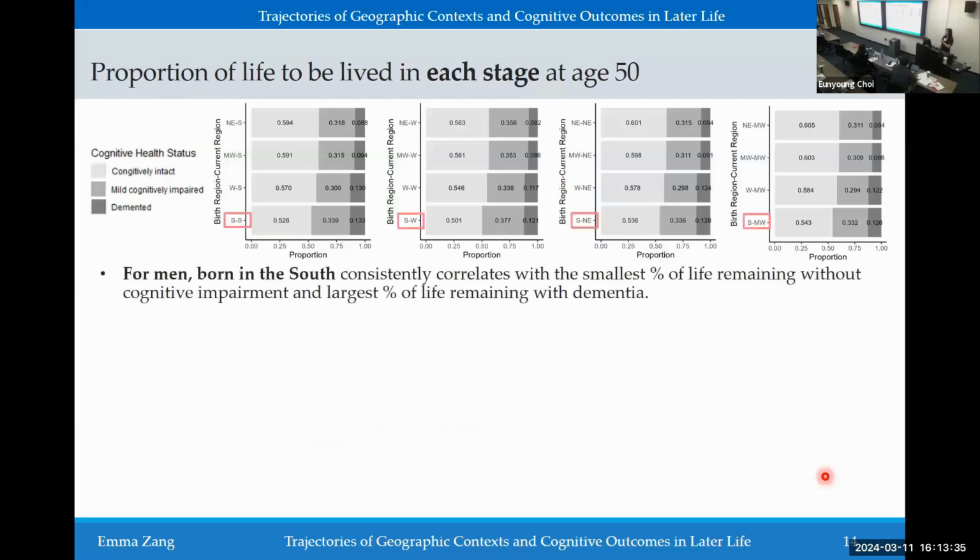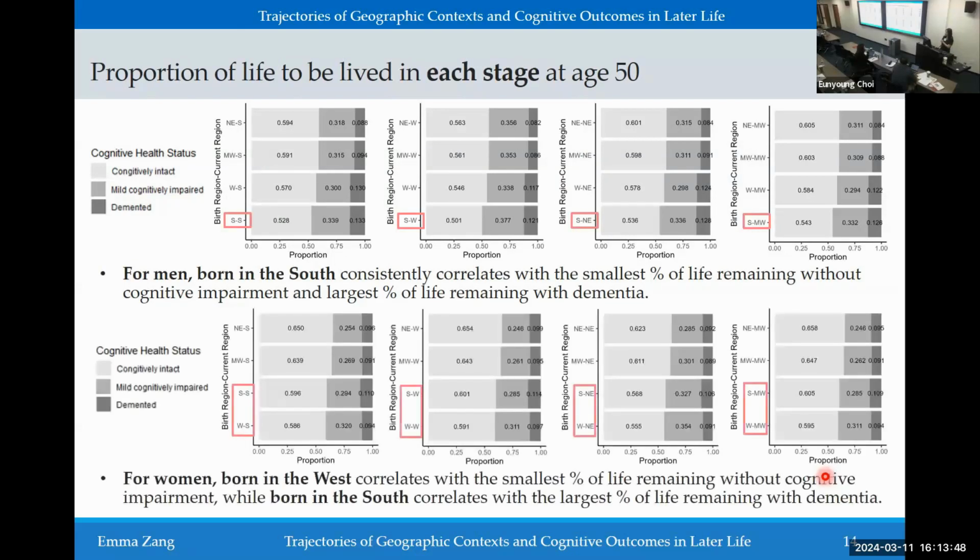It turns out our results still hold. For men, being born in the South consistently correlates with the smallest percentage of life remaining without cognitive impairment and the largest percentage of life remaining with dementia. And for women, being born in the West correlates with the smallest percentage of life remaining without cognitive impairment, while being born in the South correlates with the largest percent of life remaining with dementia.